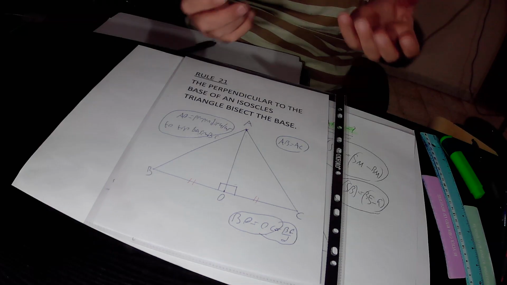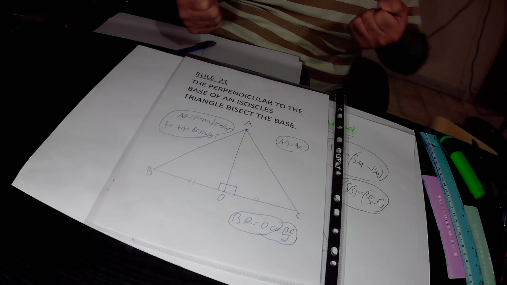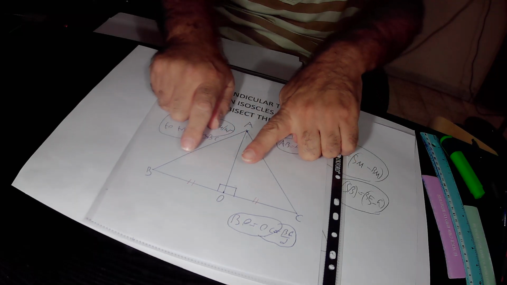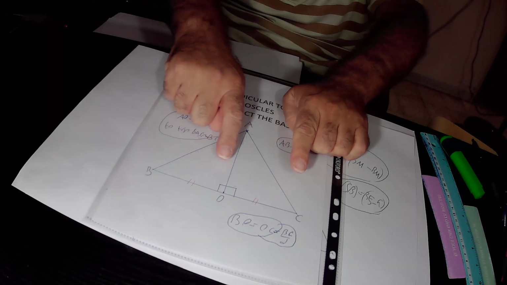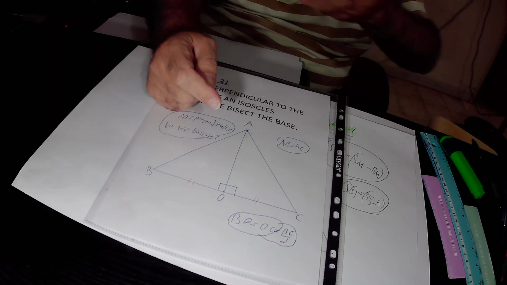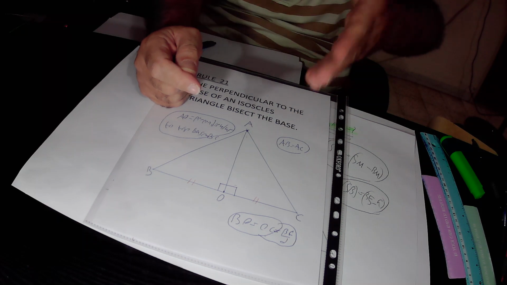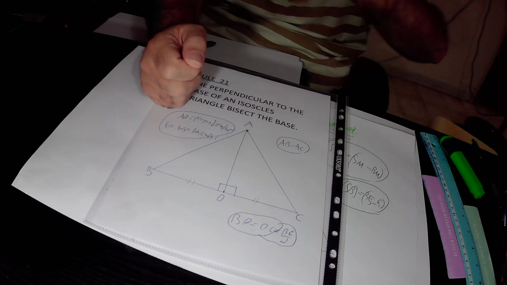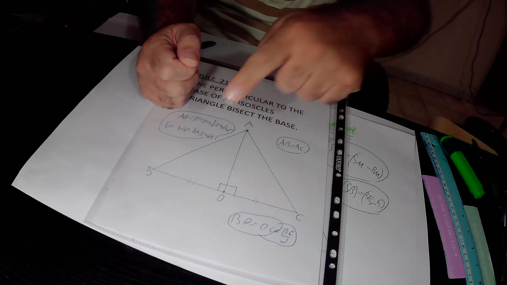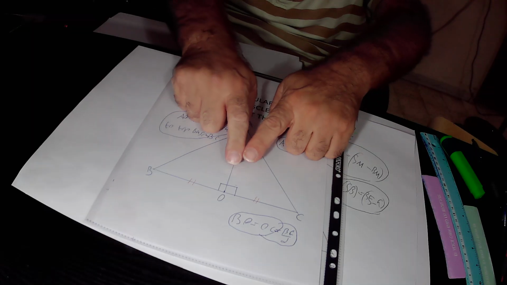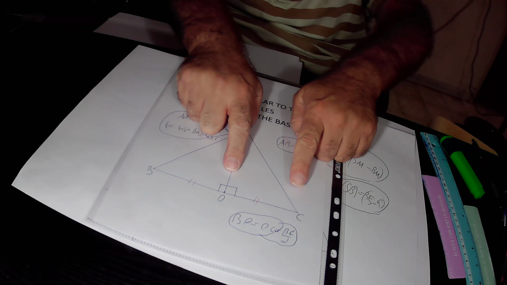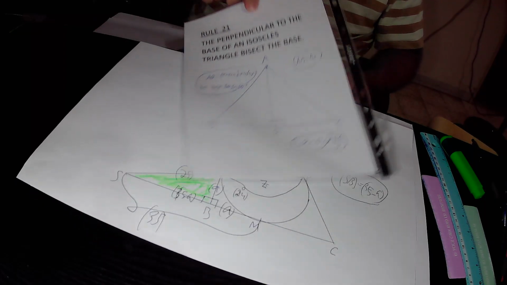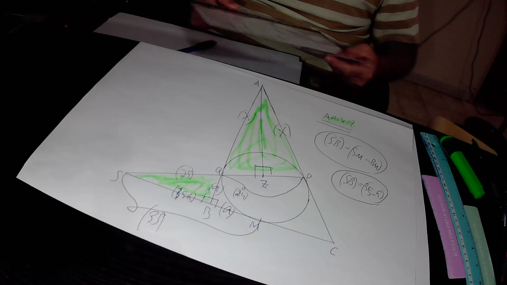That is to say, it divides the base BC into two halves. The first half is BO. The second half is OC. Of course, the first half BO must be equal to the second half OC. Each half equals BC over 2, because side BC is bisected. So BO equals BC over 2, OC also equals BC over 2. So BO equals OC equals BC over 2. So I can actually implement rule 21 in our drawing.